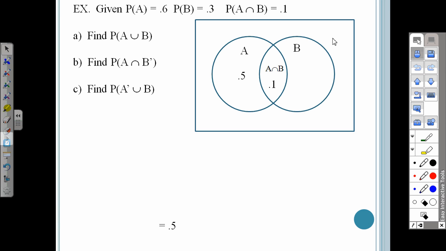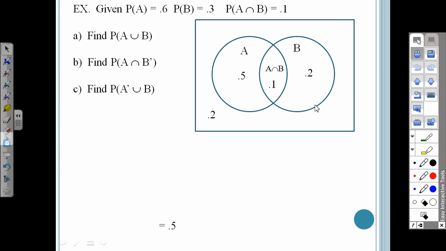We can do the same process for B. Since the whole probability of B is 0.3 and this is 0.1, we know that the remaining part has to be 0.2. Now, if you wanted to get really fancy about things, we could think about the probability that it's out here, that it's in neither A nor B at all. And so if we know the total probability would have to be 1 of it either happening or not happening, we add all these up together and subtract from 1. So this is 0.8 altogether. That means that the remaining probability would have to be 0.2, sorry.